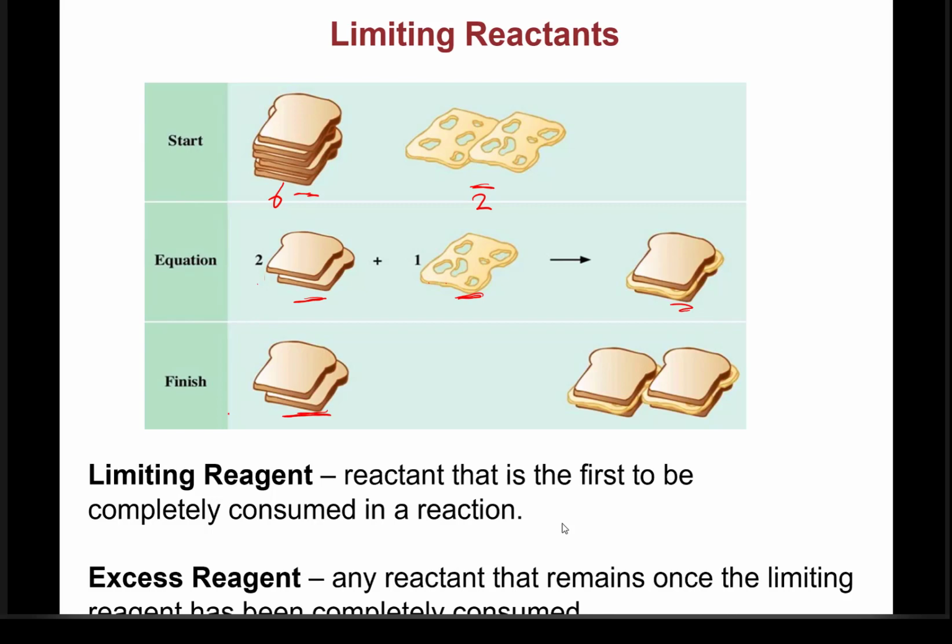So in this case, the number of sandwiches that you were able to make was limited by the amount of cheese slices. You were only able to make 2 sandwiches because you have only 2 cheese slices. So cheese slices are the limiting reagent here. After the reaction is complete, you were left with an excess amount of toast. So toast is the excess reagent in this case.